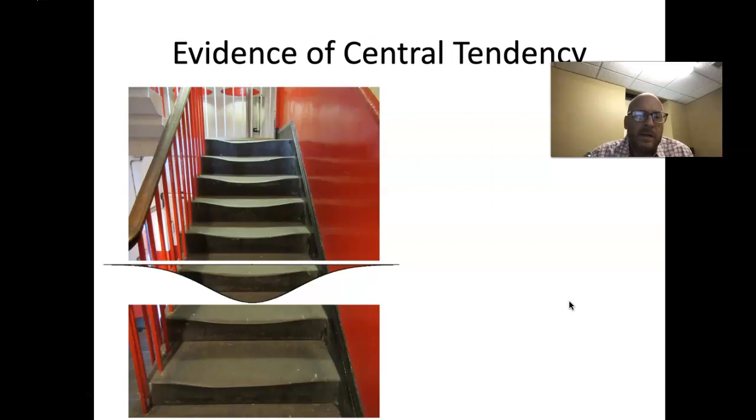What they tell us is if a person is going to put their foot on one of these steps, they are most likely to do it right there in the middle. They are least likely to do it out on the sides. That's all the normal distribution is telling us. You're most likely to find things here, less likely to find things there.